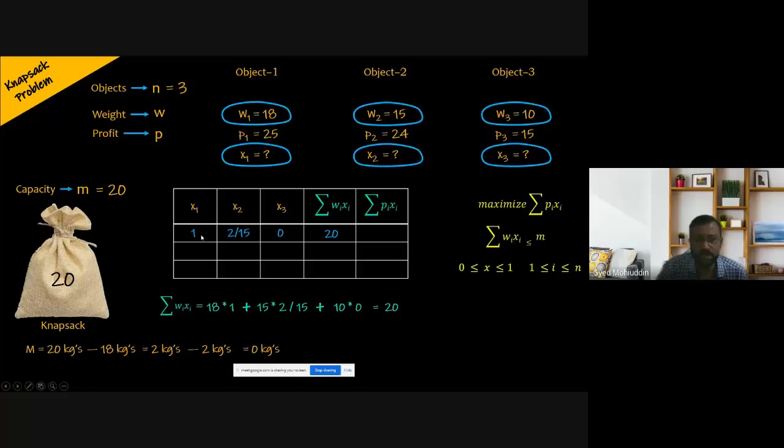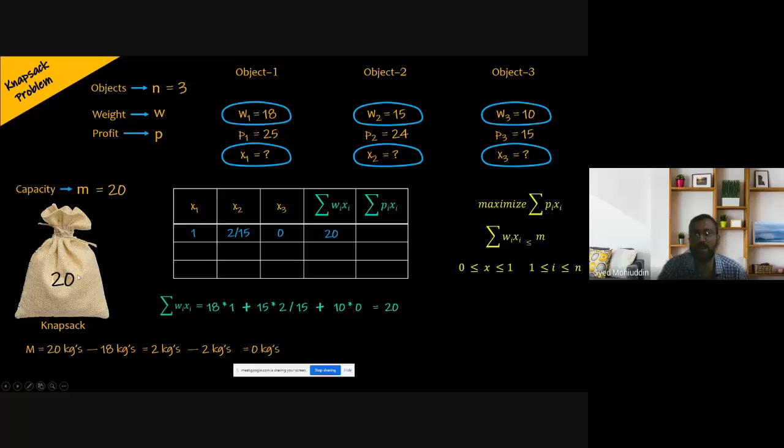So when x1 is 1 and filled, the knapsack has the capacity 20. My 18 is filled with object 1. How much is remaining? 2 kgs. So now we can fill 2 kgs of object 2 or object 3. And our criteria was to select the object with highest weight. So let us select 15, because 10 is lower than 15. But can we fill the knapsack with a total 15? No, only 2 kg is left.